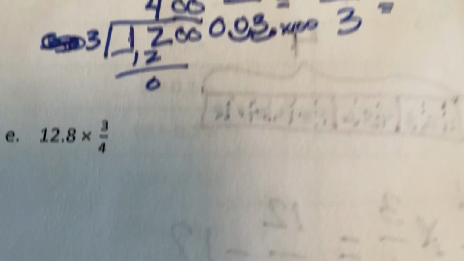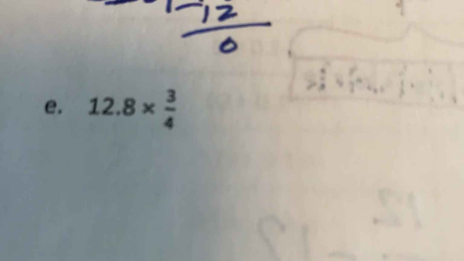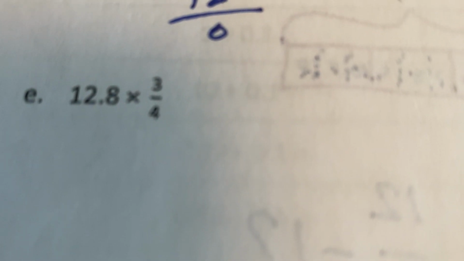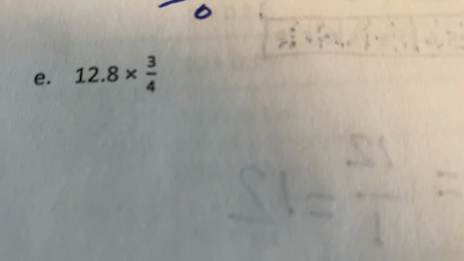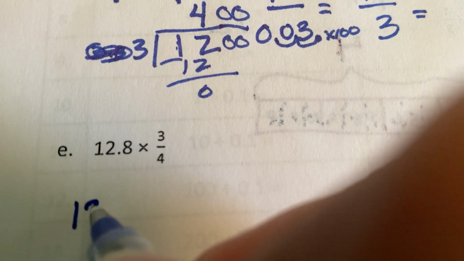All right, so this one right here, E, we have a decimal and a fraction. So we have some choices here. We can change them all to decimals. We could split and break the number up to make it easier to work with. I'm going to do the decimal first, because I think a lot of you would choose to do that.